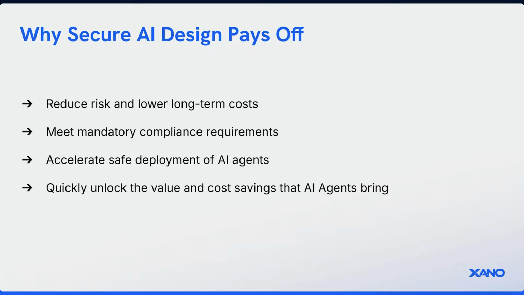But even beyond compliance, this approach really helps you move faster. You're able to deploy AI agents more confidently, unlock real value sooner, and do it all without having to re-architect your backend. And that's where Xano comes in. Gotcha. Yeah, having to re-architect your backend would be not fun.